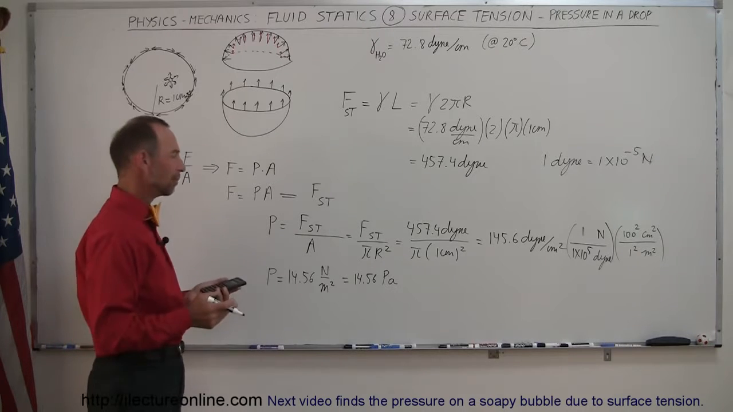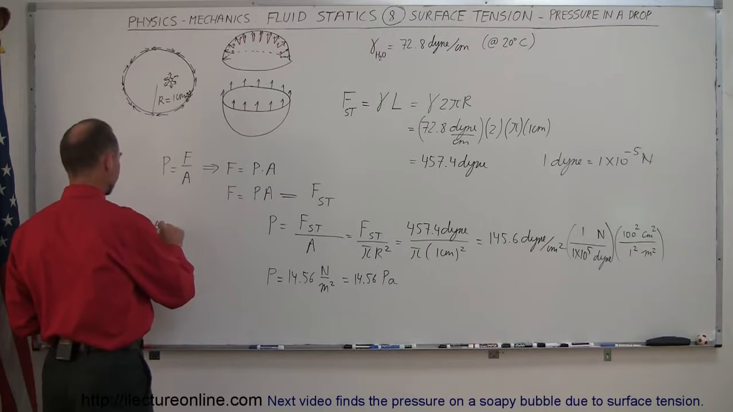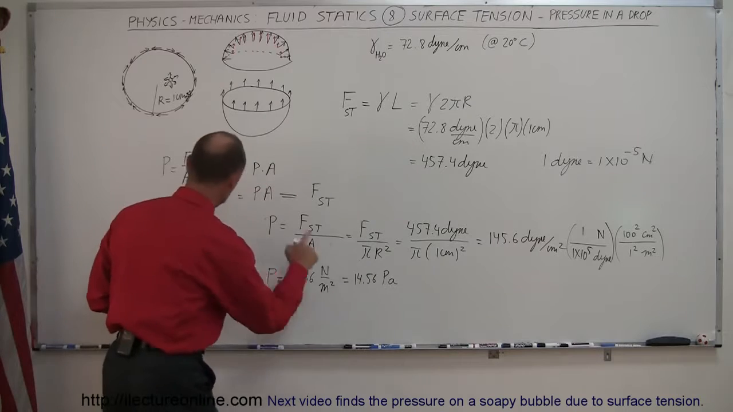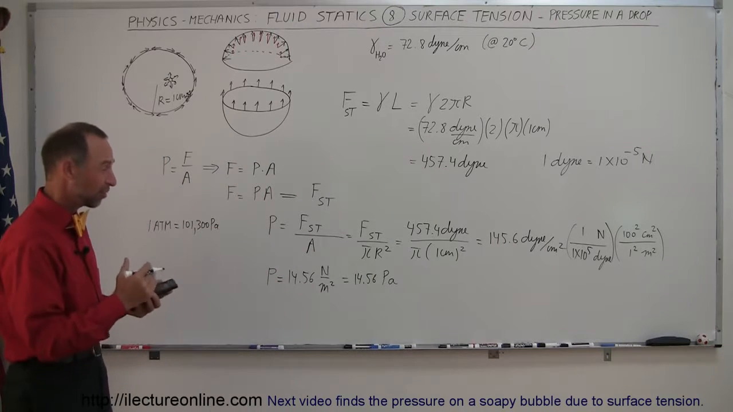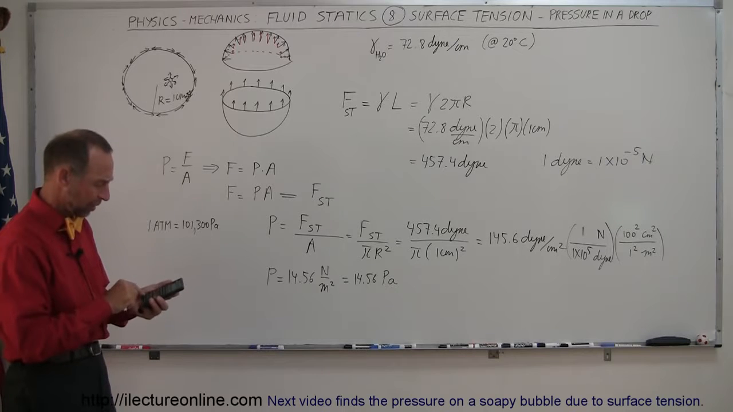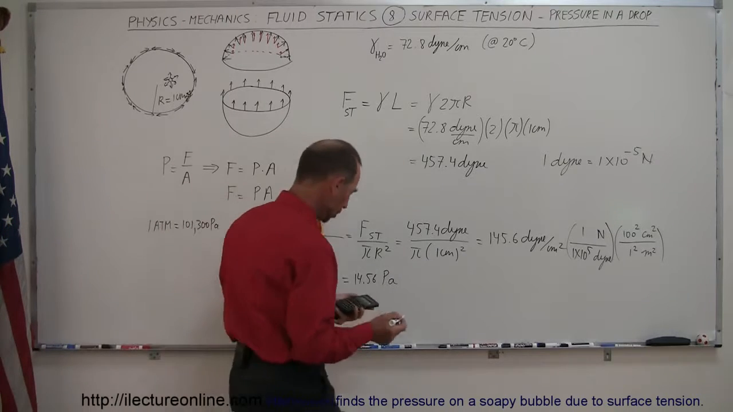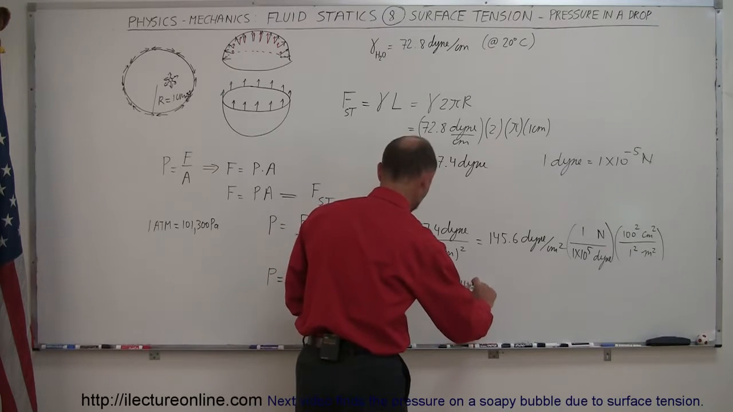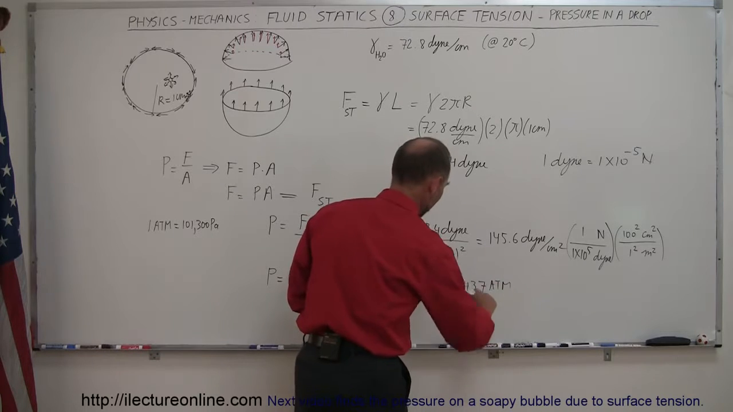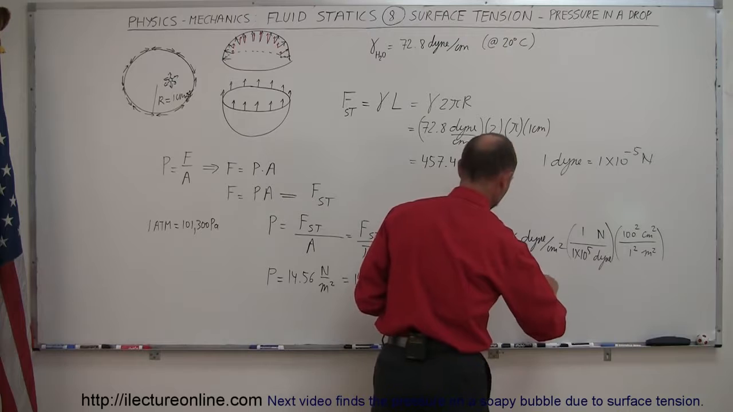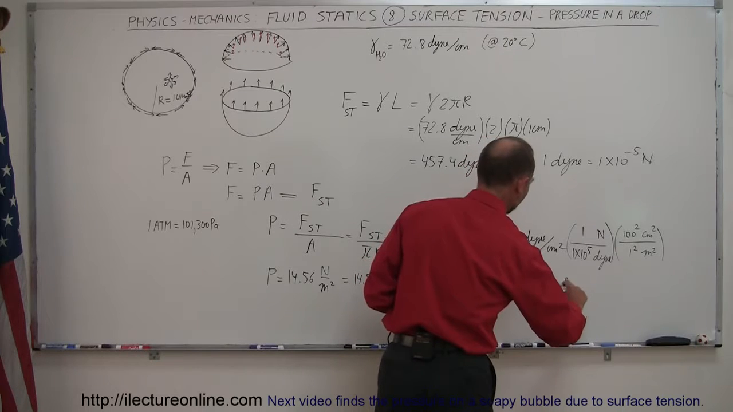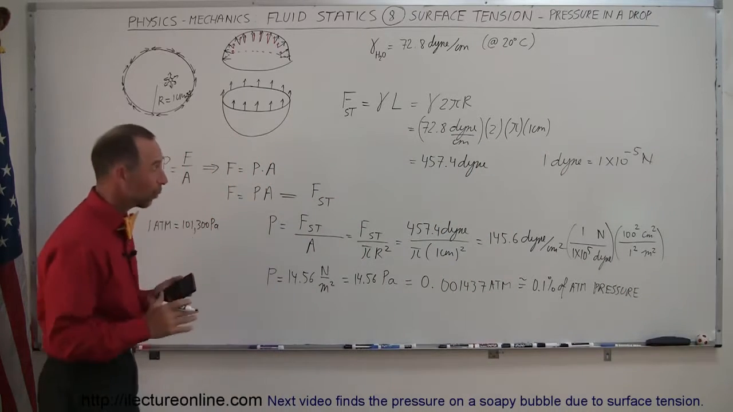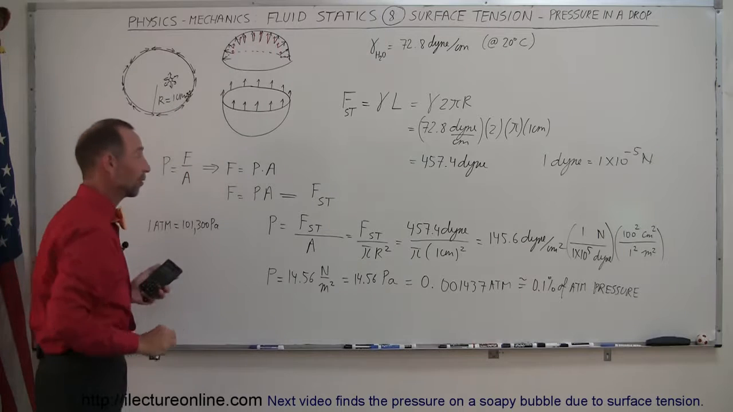And then compared to atmospheres, since 1 atmosphere is equal to 101,300 pascals, if I divide this by 101,300 pascals, I then express that in terms of atmospheres. So divide by 101,300, and we come up with a pretty small number. This is equal to 0.001437 atmospheres. And so that would be roughly 0.1% of the atmospheric pressure. So notice, it's not a lot of pressure built up inside a water drop, but remember, we took a water drop with a radius of 1 centimeter.